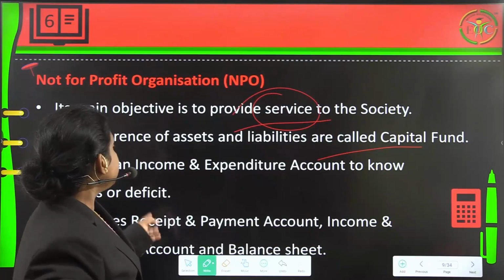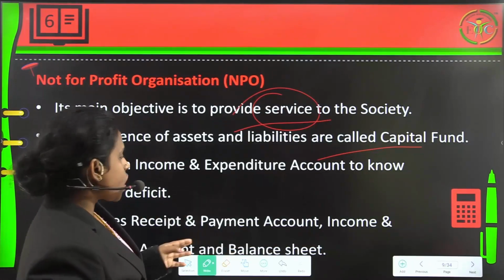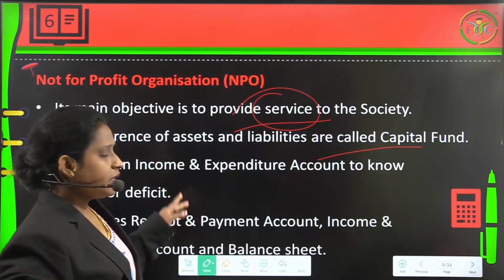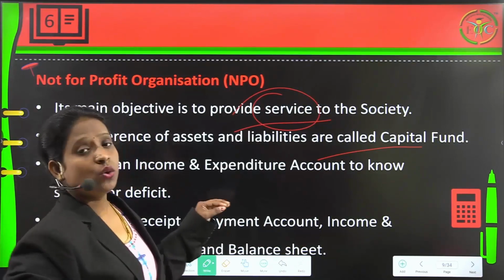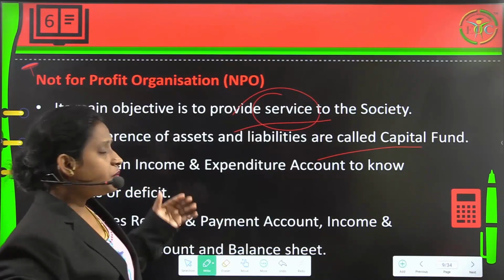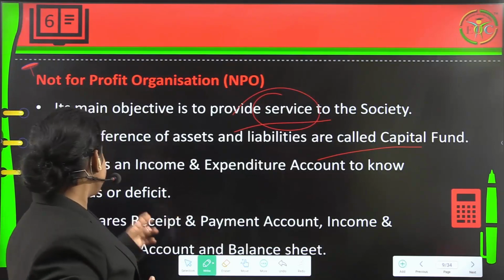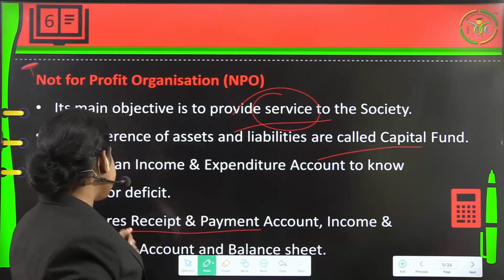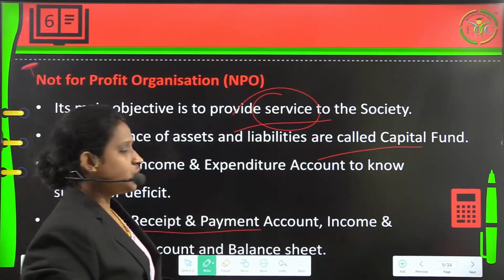Alright, then it makes an income and expenditure account to know surplus or deficit. So they have to prepare an income and expenditure account to understand surplus or deficit. Fine. Then it prepares the receipt and payment account, income and expenditure account, and balance sheet.